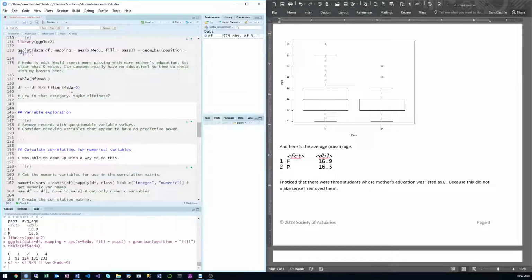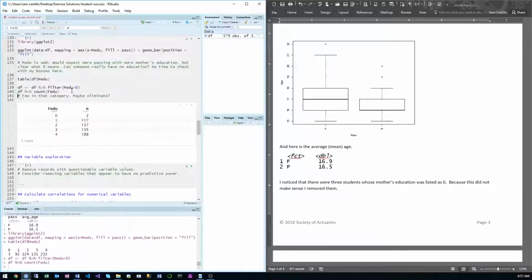Let's look at the father's education. There were also 2 students with FEDU of 0, which I removed.